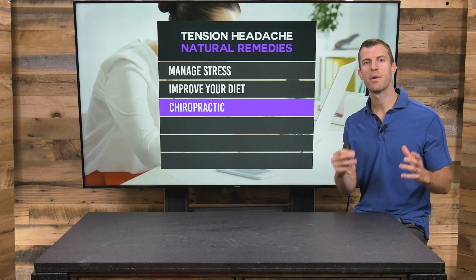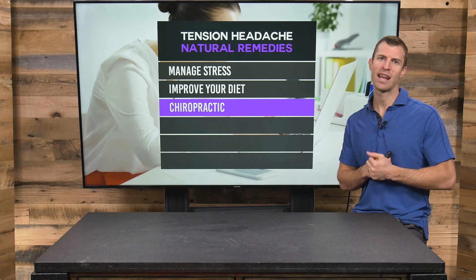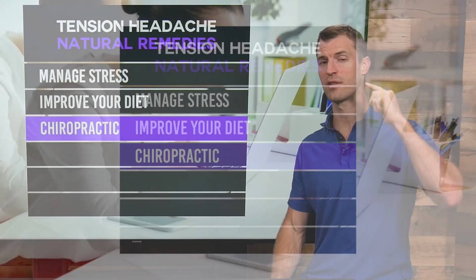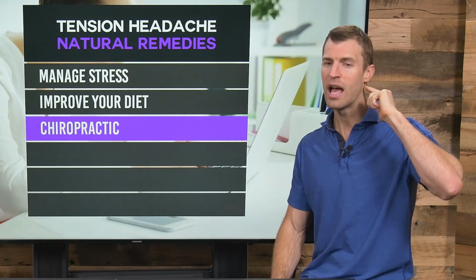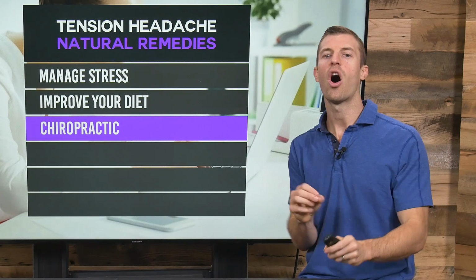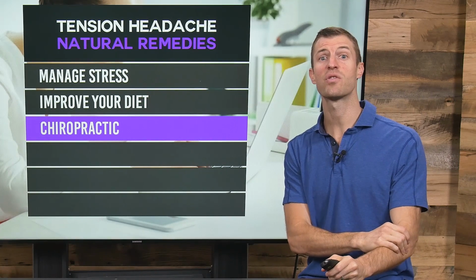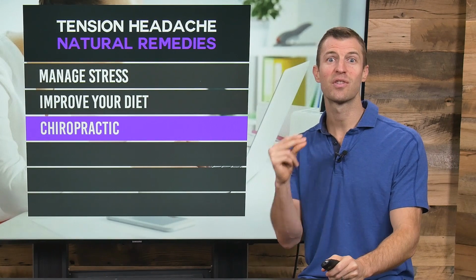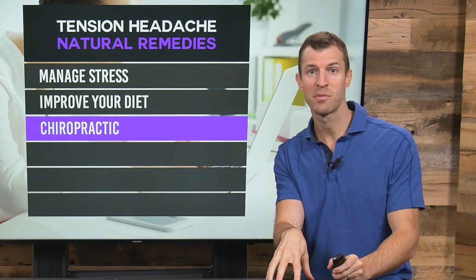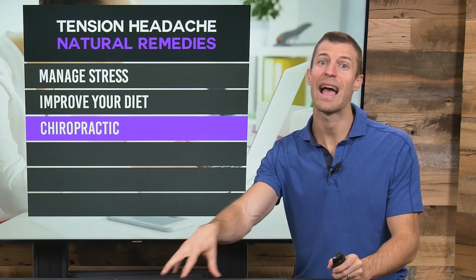Number three, probably the most common and effective natural treatment for tension headaches is chiropractic care. Chiropractors, especially those that focus on the upper cervical spine and the neck region, can do specific types of adjustments to remove tension and pressure off of the head and neck. In fact, many people have claimed that after going to see a chiropractor, their headache was gone immediately. And there are actual medical studies showing that chiropractic adjustments are more effective than taking medications at getting rid of headaches, without the side effects.